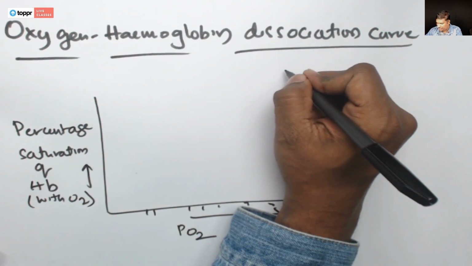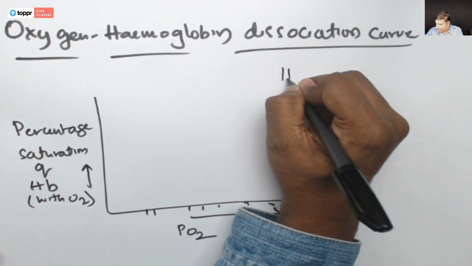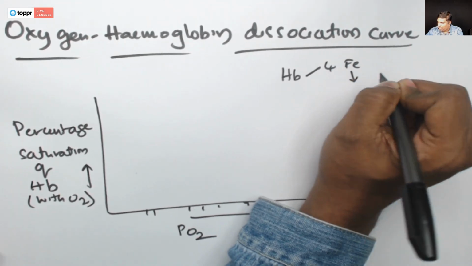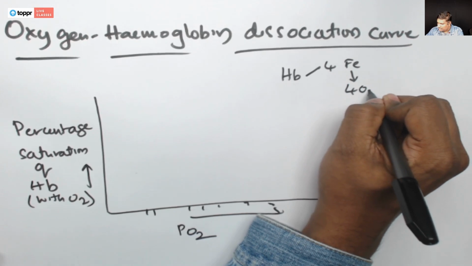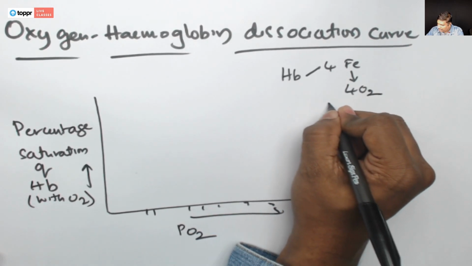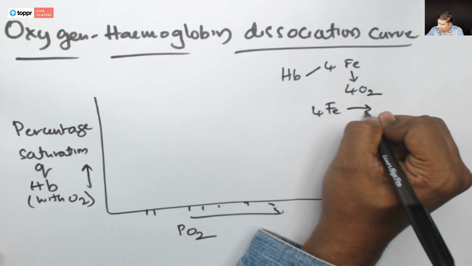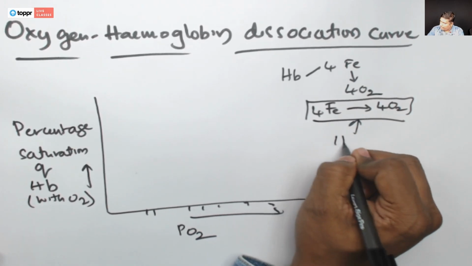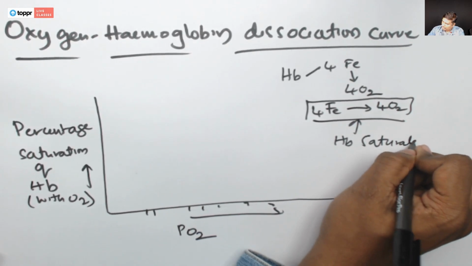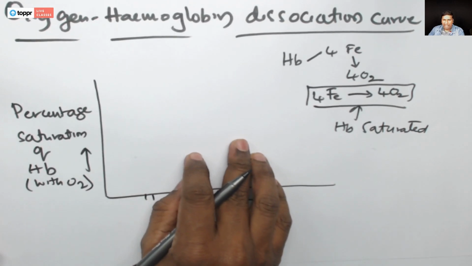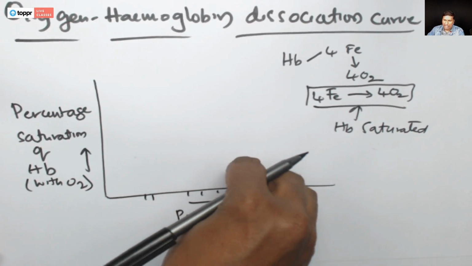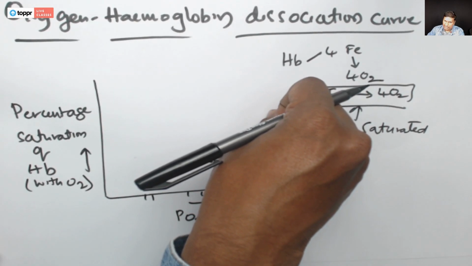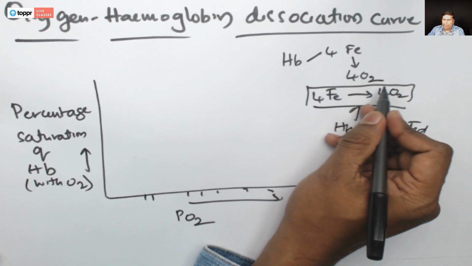What do we mean by full saturation? Like I said in the beginning, hemoglobin basically has 4 iron atoms, and each iron atom can actually hold an oxygen molecule. So if all 4 iron atoms are bound with oxygen, we'll say that this hemoglobin is saturated. Under normal arterial pressure, if you look at the normal oxygen pressure inside the arteries, which actually carries the oxygen to the various tissues, most of the hemoglobin is completely saturated.